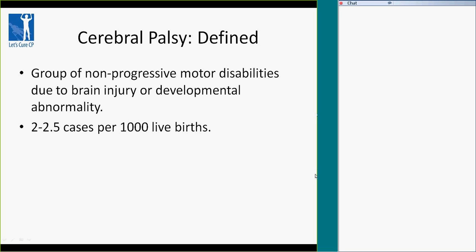Sometimes symptoms will show up later. You have developmental problems, but the core problem doesn't get worse. The other side of that, of course, is that it does not get better without treatment. And right now we're seeing about 2 to 2.5 cases per 1,000 live births. That's actually increased by about 20% in the last decade or so. Let's flip to the next slide.